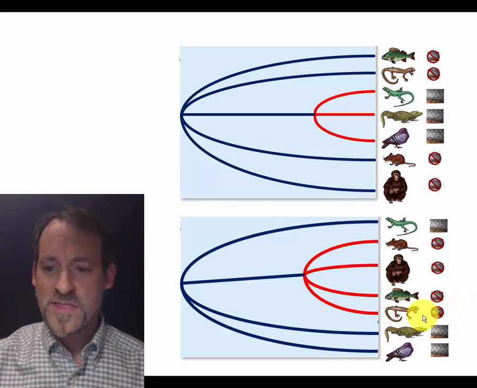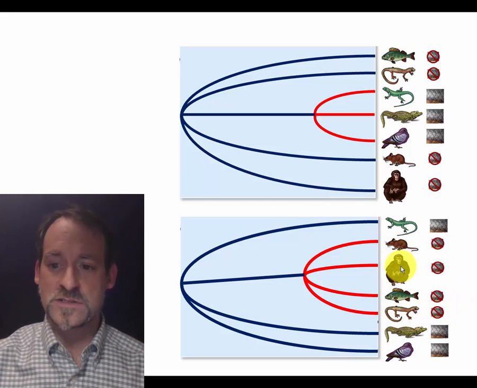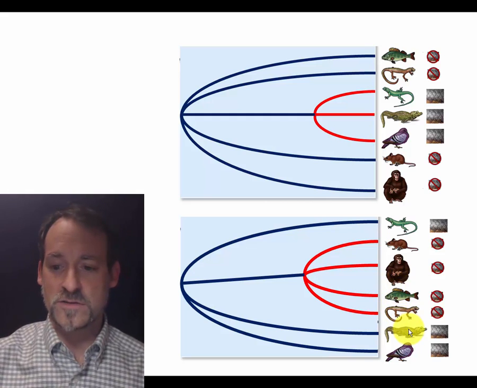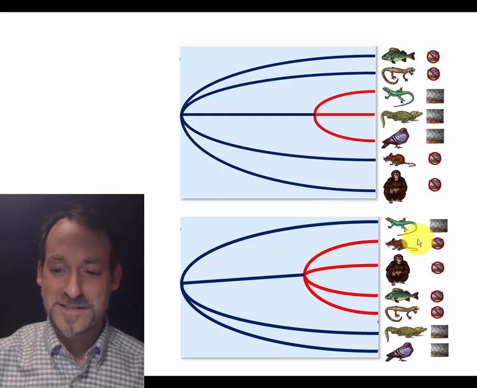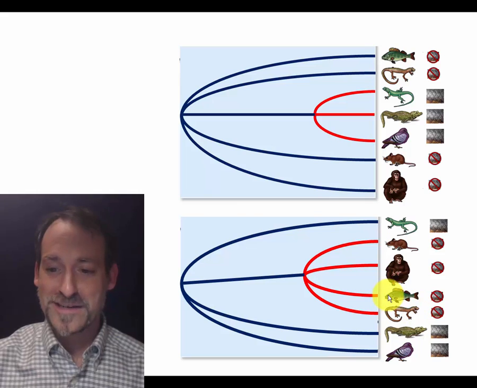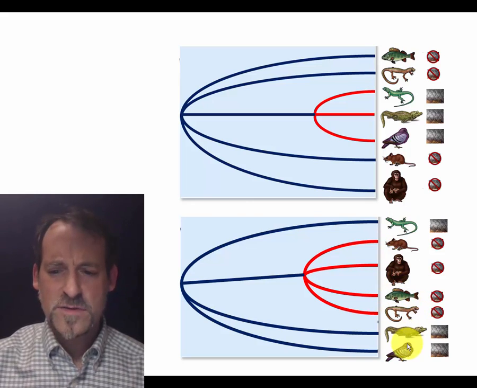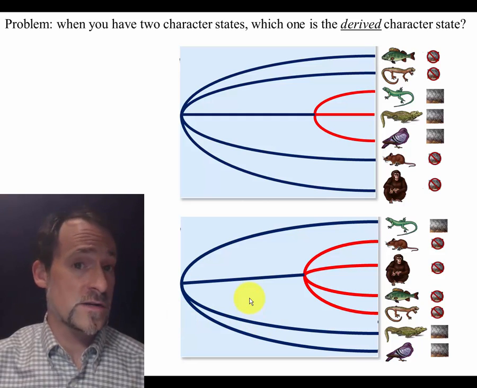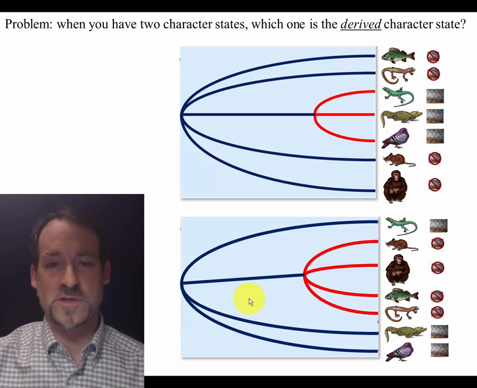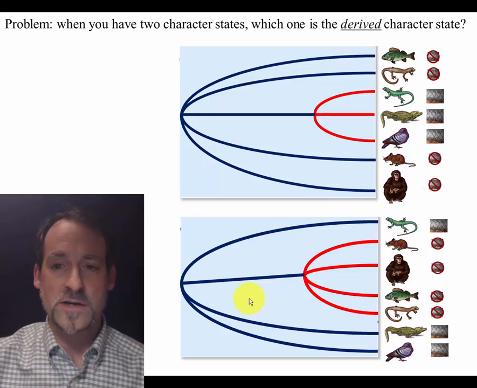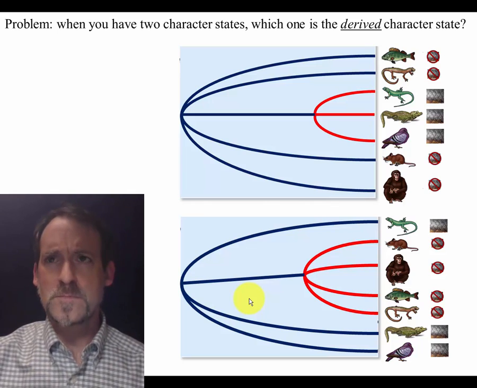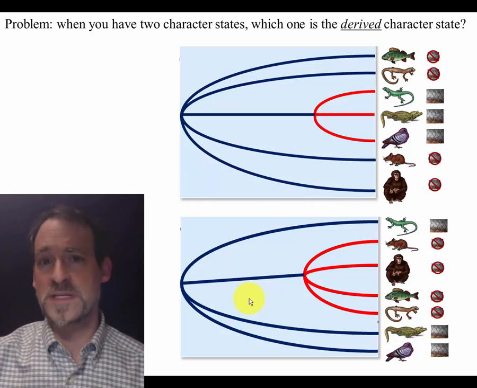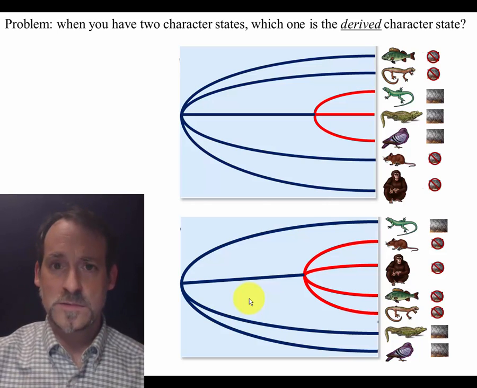Okay, that would imply that these species, the mouse, the chimpanzee, the fish, the salamander, all these 4 right here are a clade, and these other 3 might not be. So you've got 2 character states, and some phylogenies even have more than 2 character states for a particular character. But there's only one of them that can be ancestral.